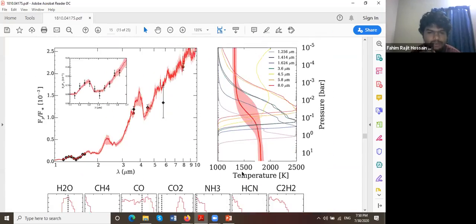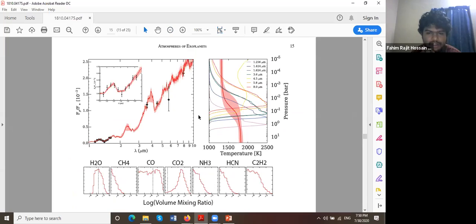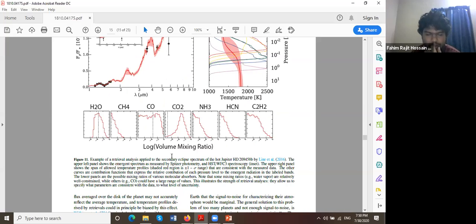So here is another cool diagram which shows, after cross-correlating and getting the species matched, which kind of species you would likely get. But this paper shows water, methane, carbon monoxide, carbon dioxide. It would be helpful for me if it had titanium oxide or vanadium oxide data, but it doesn't have that.